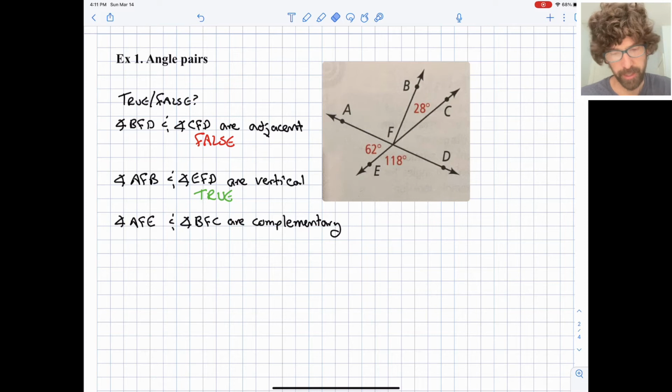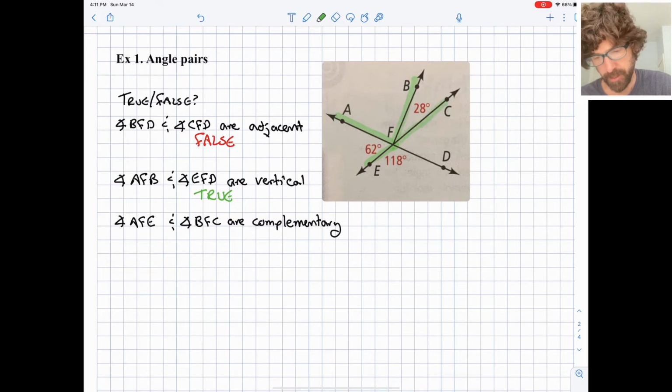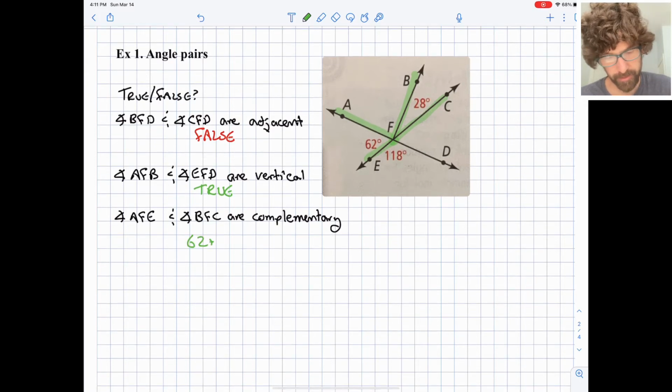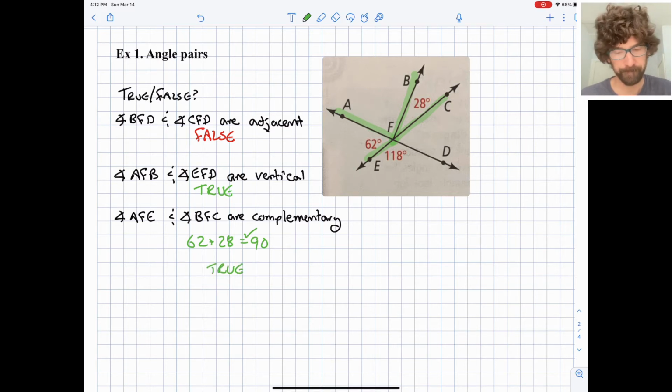And next, angles AFE and BFC are complementary. Is that true? Yes, those do add up to 90. 62 plus 28 equals 90. So this is a true statement. Those are complementary angles.